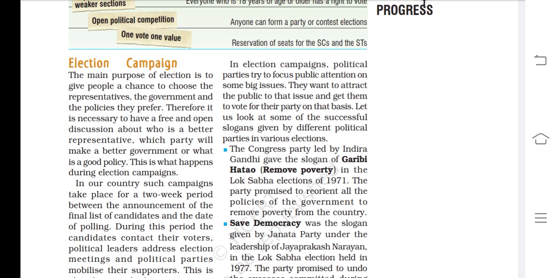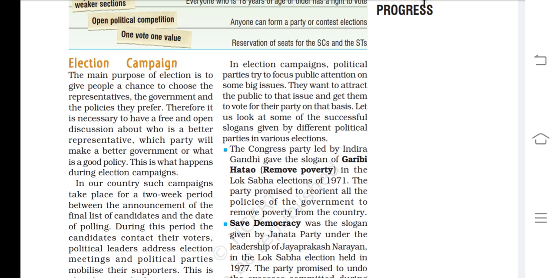The main purpose of election is to give people a chance to choose the representative, the government, and the policy they prefer. Obviously, conducting elections gives people the chance to choose the representatives they want. They can choose the government which they want, and they can decide what policies the government should make for the welfare of the people. Therefore, it is necessary to have a free and open discussion about who is the better representative, which party will make a better government, or what is the good policy.